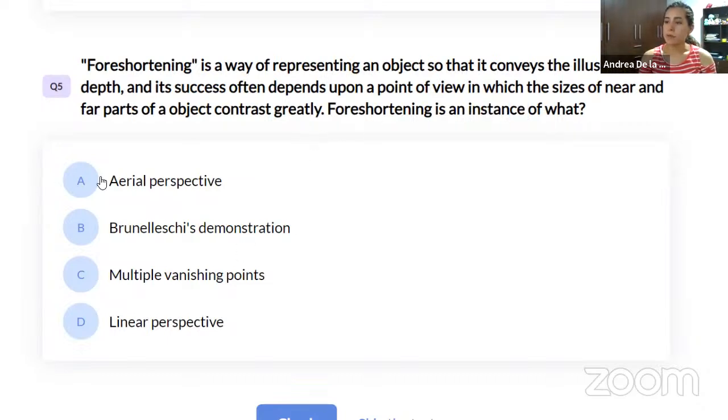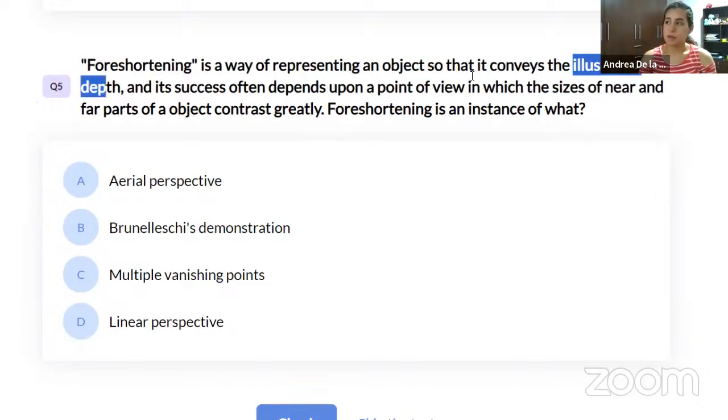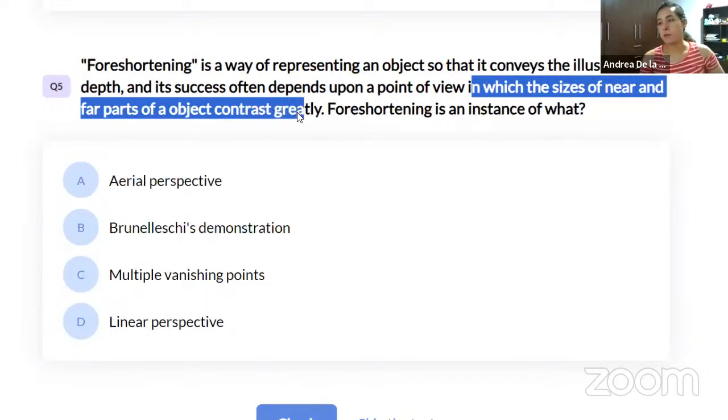What is the type of perspective, or what is the topic that talks about the illusion of depth, in which its success depends upon a point of view in which the sizes of near and far parts of an object contrast greatly? What was the topic, where they talk about depth, where they talk about contrasting sizes of near and far parts of an object? You guys remember?